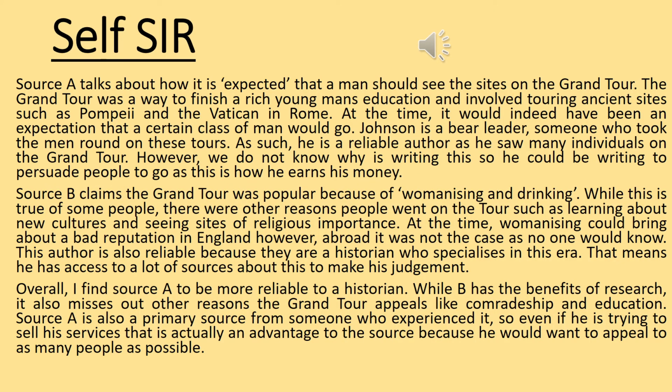Source A talks about how it is expected that a man should see the sights on the Grand Tour. The Grand Tour was a way to finish a rich young man's education and involved touring ancient sites such as Pompeii and the Vatican in Rome. At the time, it would indeed have been an expectation that a certain class of man would go. Johnson is a bear leader, someone who took the men round on these tours. As such, he is a reliable author as he saw many individuals on the grand tour.